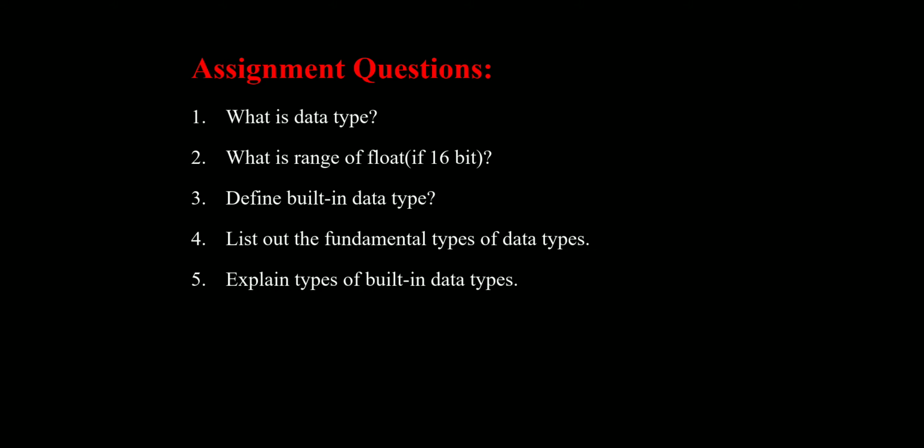Here are some assignment questions. What is a data type? What is the range of float if your machine is 16-bit? Define built-in data types, list out the fundamental types of data types, and explain the built-in data types in C. Write all the assignments neatly and send them to me. Thank you.